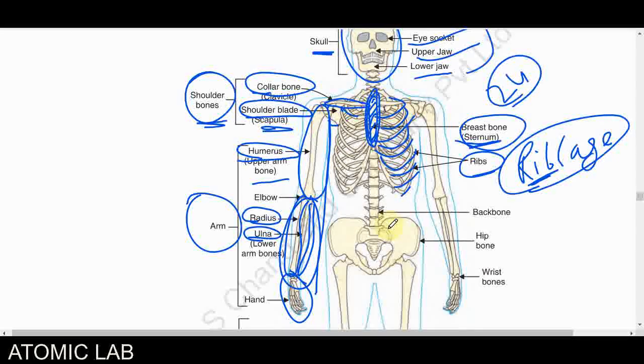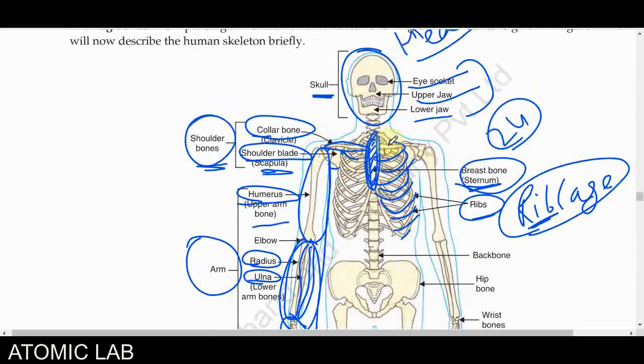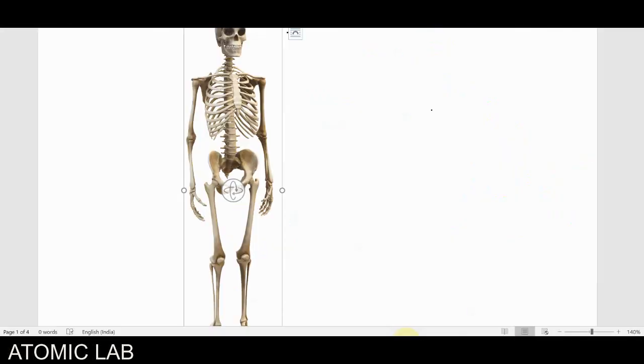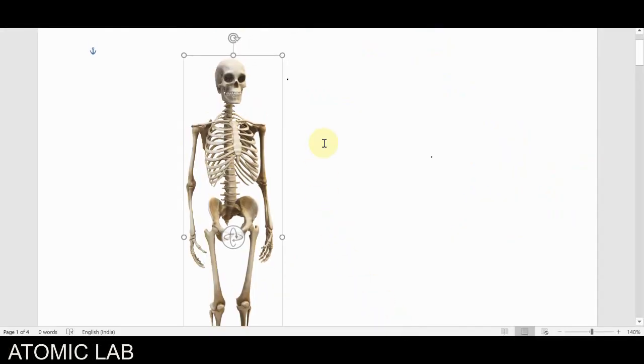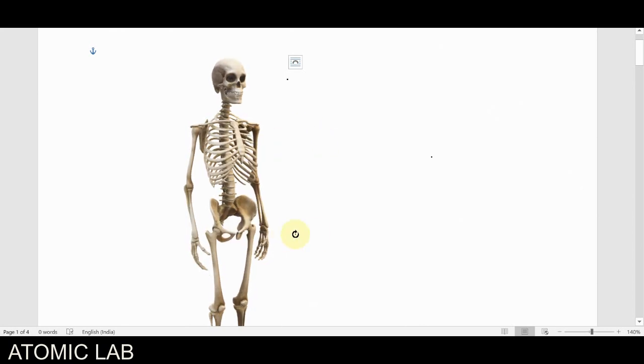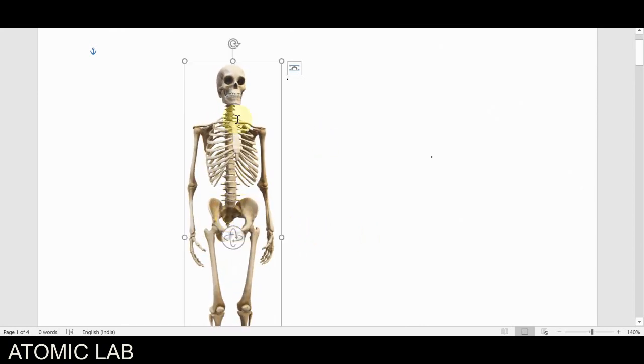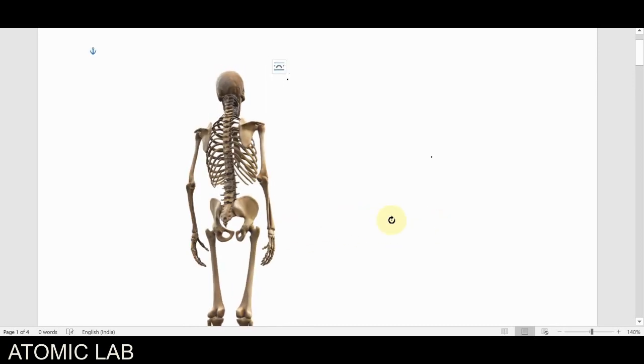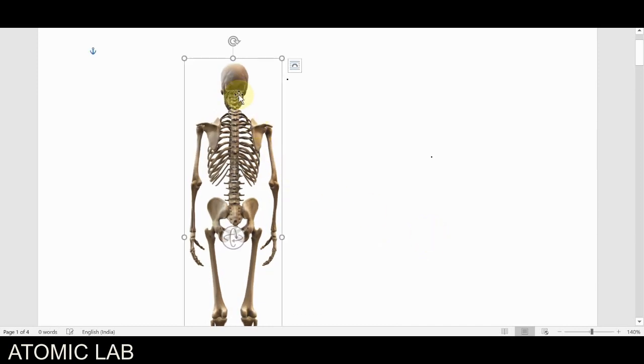If I show you the 3D diagram of the skeleton, then you will get the meaning. Here you will see this is the 3D structure of our skeletal system, and this rib cage, you will see, is directly attached in the front to the breastbone, and in the back side you will see it is directly attached to the backbone. A large number of small bones are attached together and form the backbone. The backbone is constructed from many very small bones.